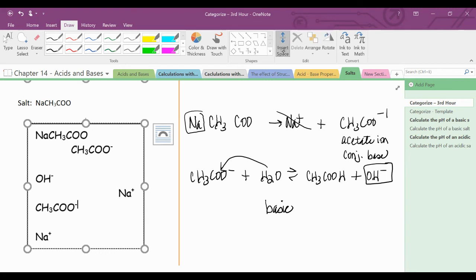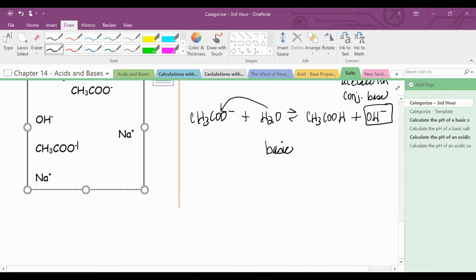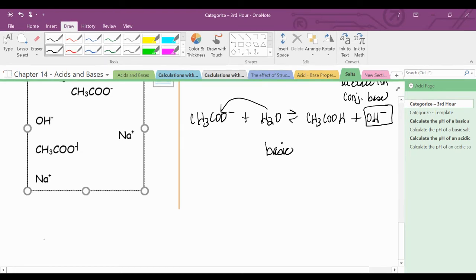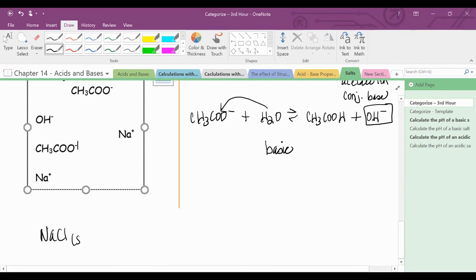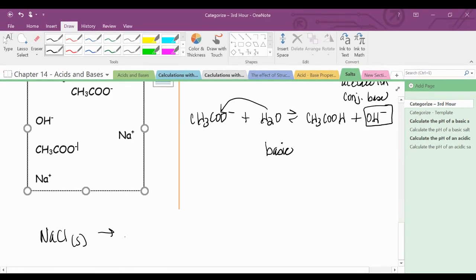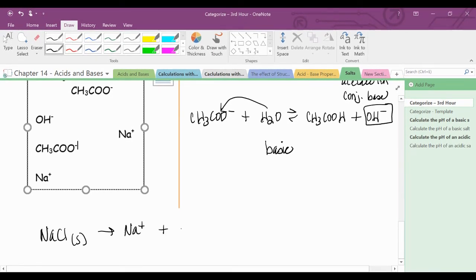Okay, let's look at a couple of other scenarios that we could have. So we could also have this scenario where I have NaCl. In water, it's going to dissociate to give you a sodium ion and a chloride ion. Sodium comes from a strong base, so it crosses out. The chloride comes from a strong acid, it crosses out, so this would be a neutral salt. And so for neutral salts, there's no pH calculations because we should know that the pH of a neutral substance is 7.